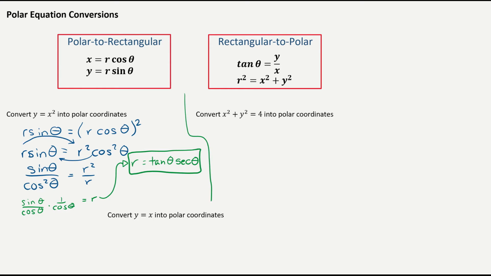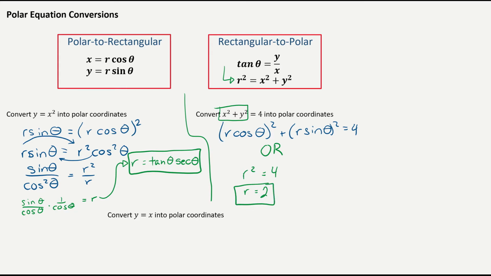Let's try the second one. Convert x squared plus y squared equals 4 into polar coordinates. So what we did last time was we switched x for r cosine theta and the y for r sine theta. And we can continue to do that, and we would simplify that and we'd eventually get the answer. Or, let's be smart. What do we know that x squared plus y squared equals? Bingo. It already equals r squared. So r squared equals 4. Square root both sides. r equals 2. Boom, you're done.